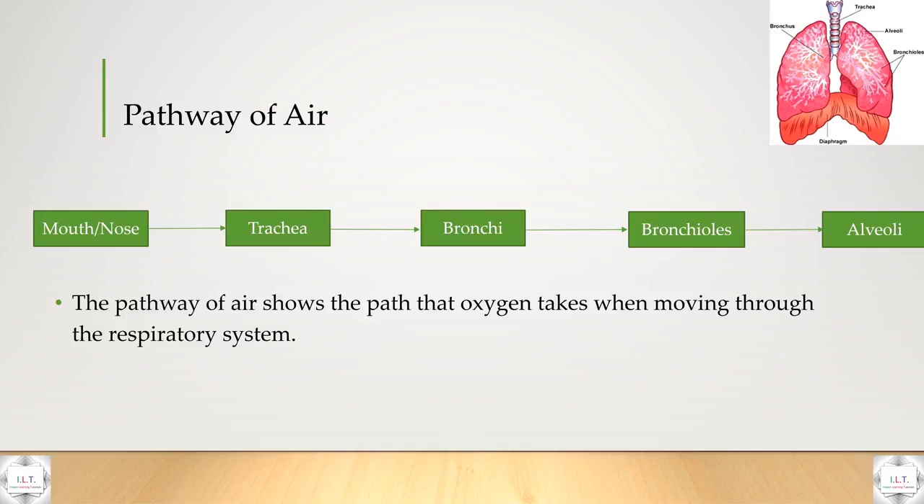It then goes into the trachea or the windpipe, then into the bronchi, then the bronchioles, and then finally the alveoli, which is where the gaseous exchange takes place. It might be worth rewinding the video to have a look at the diagram, and you'll see all of these different parts and make your own revision notes on this pathway of air, because this is really popular in exam questions, so it's important that you know this for your revision.